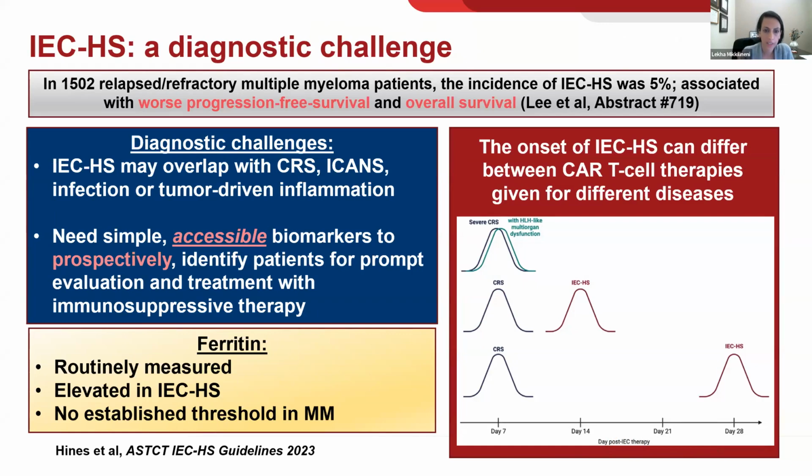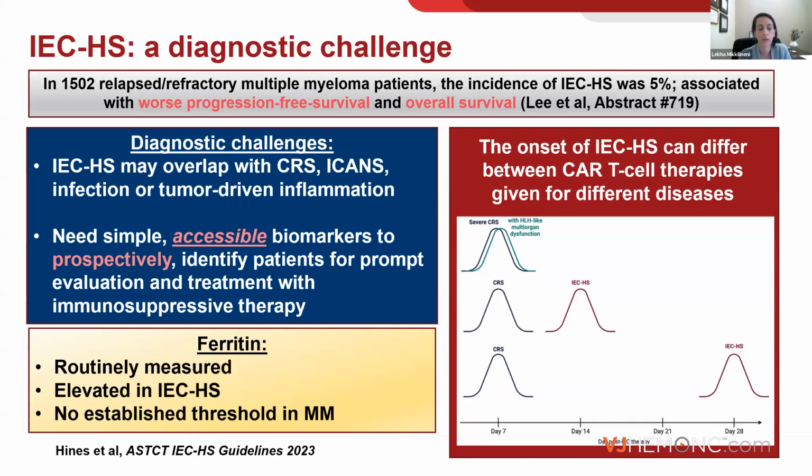And in a previous abstract that was published at ASH, we described a 5% provider-delineated IEC-HS diagnosis in 1,502 relapsed refractory myeloma patients. And it was associated with a worse progression-free survival and overall survival. So timely diagnosis is very important to improving patient outcomes when it comes to IEC-HS.